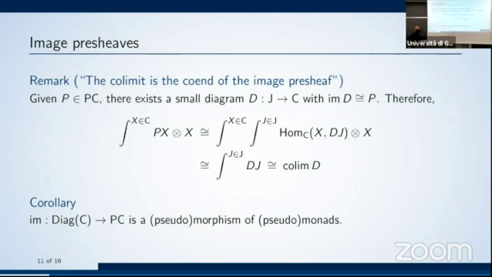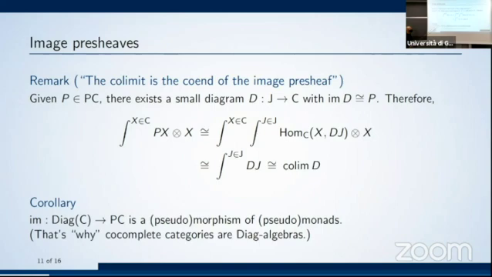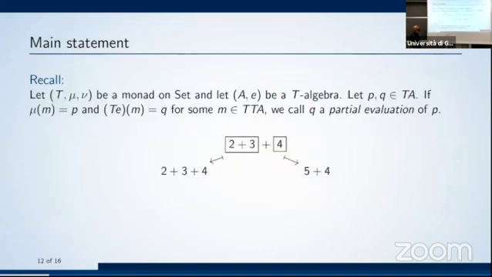So if you want, that's the reason, or maybe we should say that's how co-complete categories are Diag algebras too. Because co-complete categories are exactly the algebras of P, and we have a morphism of monads, so we have here something a bit like the restriction of scalars, just higher dimensional. Okay. All right, let's go towards the main statement.